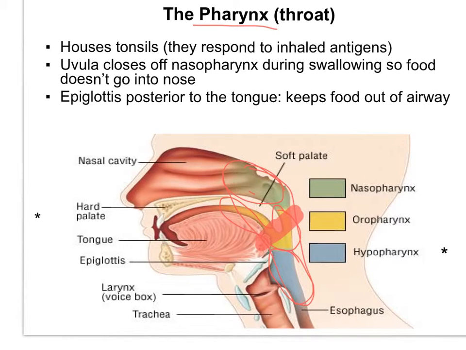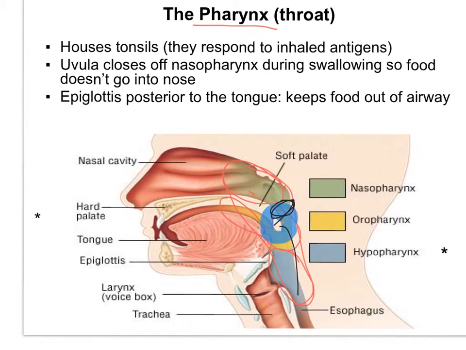And if you were to take a look at the little part that hangs down in the back of your throat right here, that uvula is actually something that, when you swallow, goes up and flaps up right here, and that prevents anything you swallow from getting up into your nose.